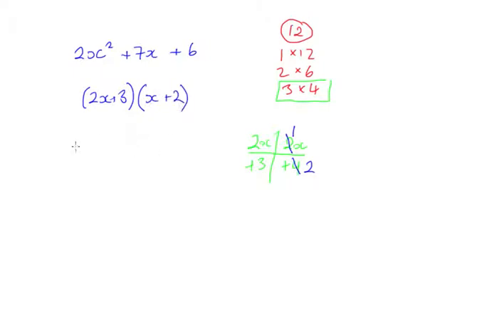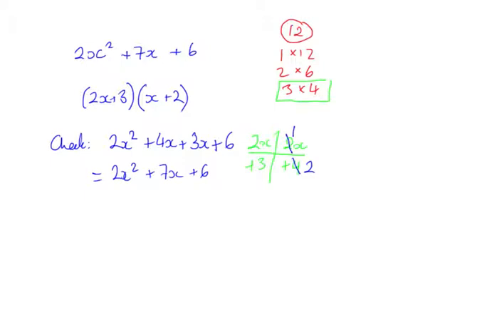Okay, now we should check that, so let's check it. 2x times x is 2x squared. 2x times 2 is 4x. 3 times x is 3x. And 3 times 2 is 6. And if we simplify that, we get 2x squared plus 7x plus 6. Woohoo! Awesome, job done. Okay, I'm going to do one slightly harder one where we've got negatives now, and then it's your turn.